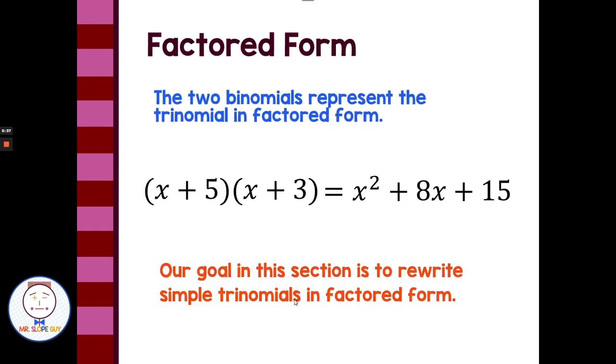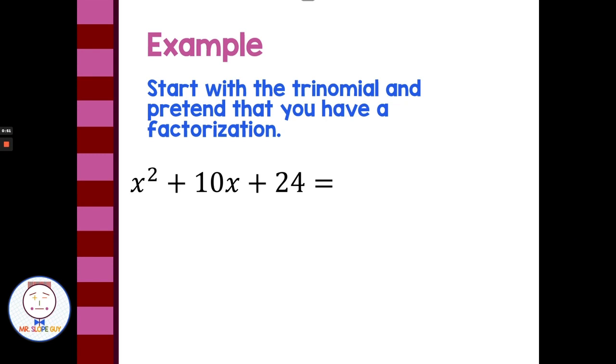Factored form for x squared plus 8x plus 15 would be x plus 5 times x plus 3. Our goal in this section is to rewrite simple trinomials in factored form. If we start with a trinomial and pretend that we have it as a factor, we have a binomial times a binomial. When we do first times first, x times x gives us x squared, so we can fill in this part of the binomials with two x's. Then to figure out what numbers go in these empty spaces, we're going to look at finding two numbers that multiply to 24 and have a sum of 10.